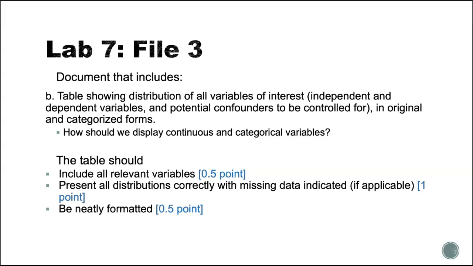So your table should include all of your relevant variables. It should be easy for me to identify your independent, your dependent variables, and your potential confounders. You need to present all the distributions correctly, and then it needs to be neatly formatted. So again, follow the formatting from your lab last week.